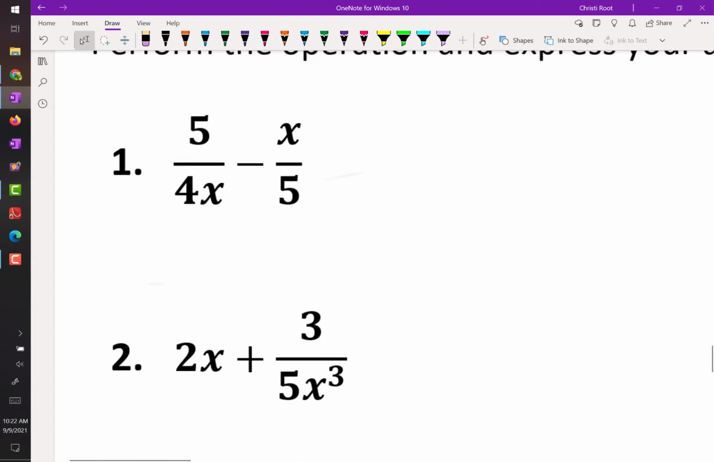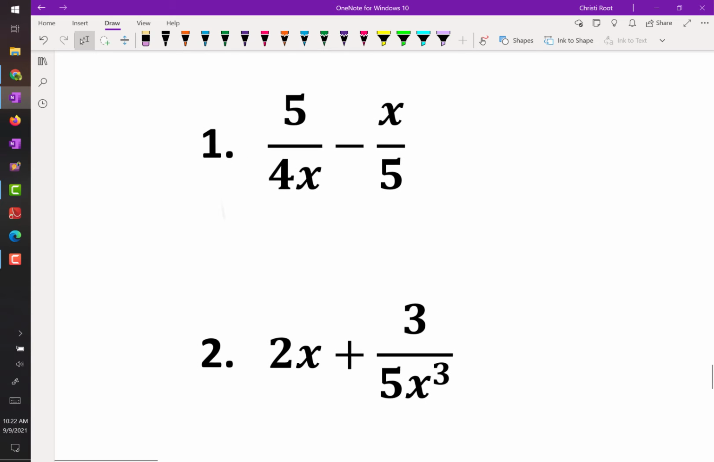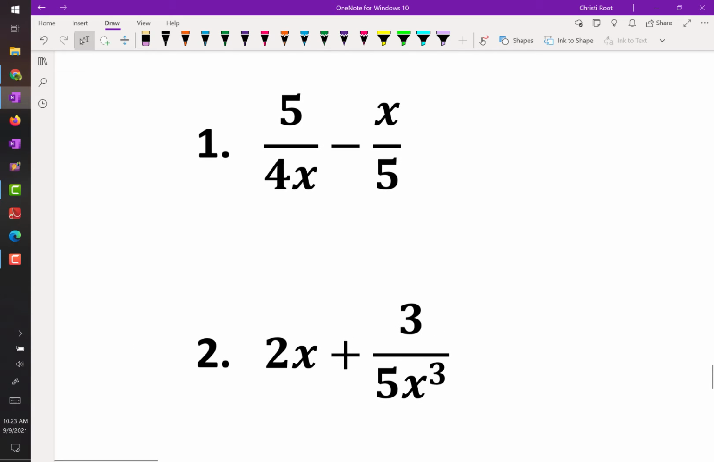So let's look at number 1. And as I said before, you've got to make sure that you treat monomials and binomials differently, okay? So number 1, does this have a common denominator? No, it does not, unfortunately, okay? So what we're going to have to do is find the LCD. So I'm going to make some space somewhere underneath here.